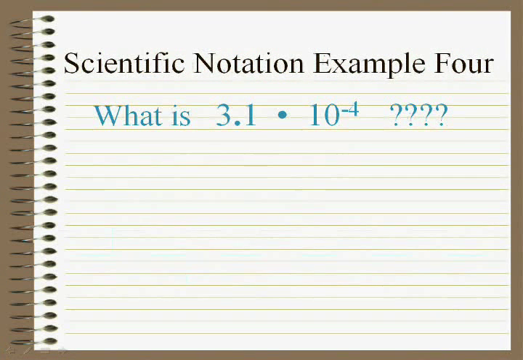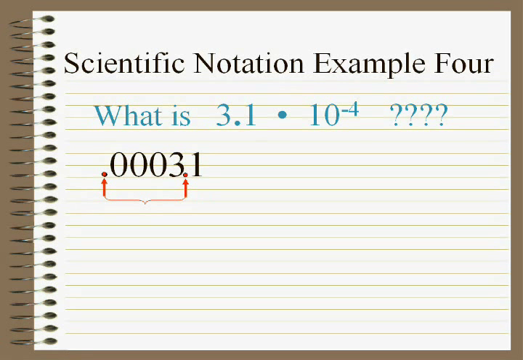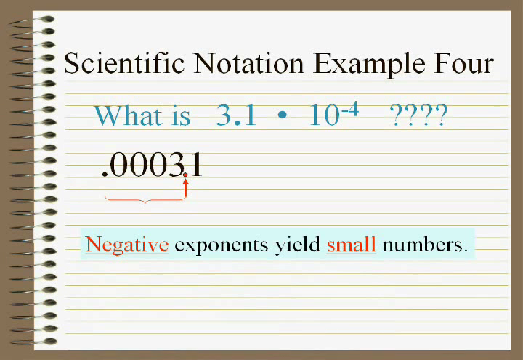Now look here. What if I asked you to write 3.1 times 10 to the minus 4 in standard notation? Hopefully you'd appreciate that's going to be a very small number. I'm going to take 3.1 and I'm going to go 4 places in the smaller direction. And that's why the answer is 0.00031, because negative exponents yield small numbers.